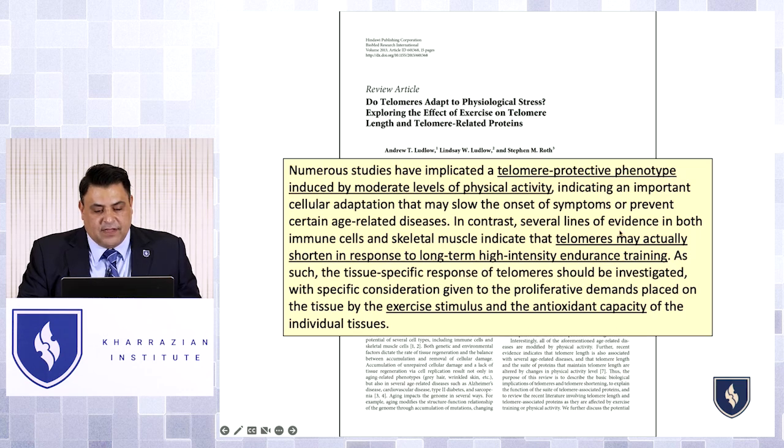In contrast, several lines of evidence in both immune cells and skeletal muscles indicate that telomeres may actually shorten in response to long-term high-intensity endurance training. As such, the tissue-specific response of telomeres should be investigated with specific consideration given to the proliferative demands placed on the tissue by exercise stimulus and the antioxidant capacity of the individual tissues.